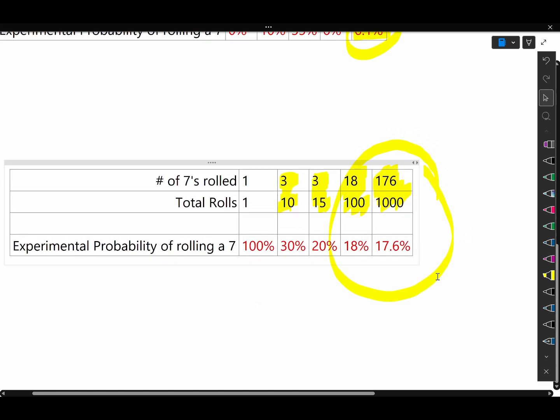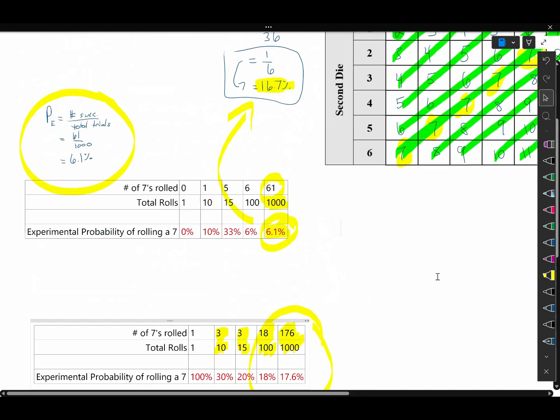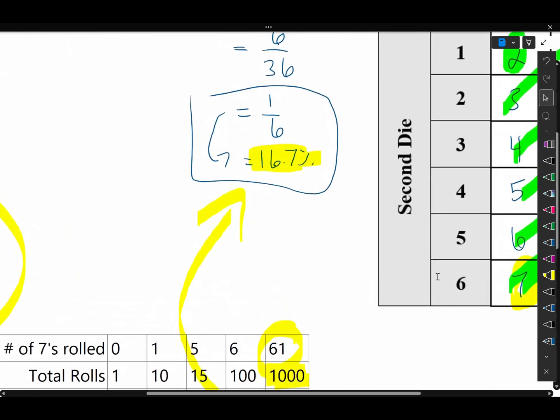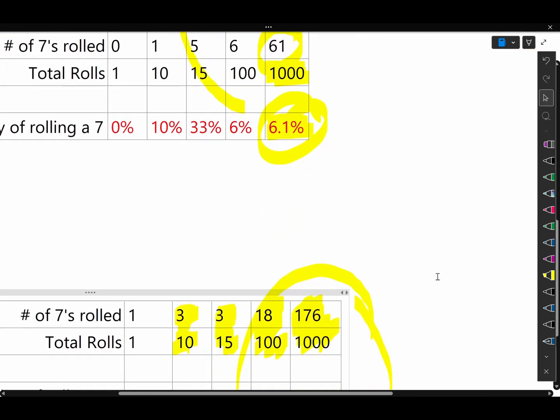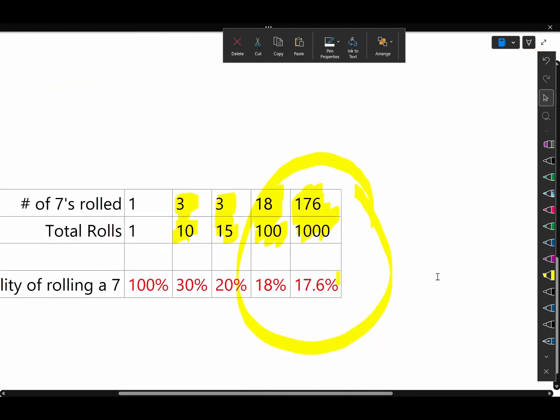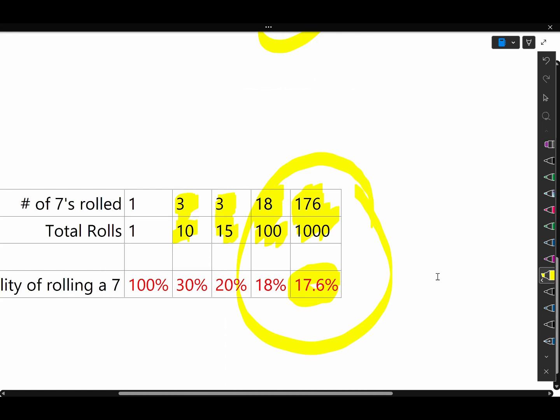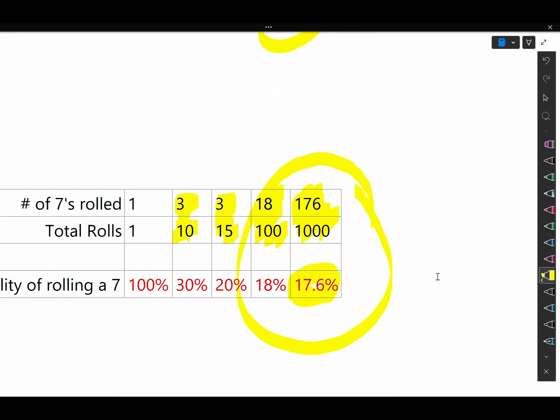My question is, are these dice reasonable? Well, let's remember, we're comparing this to a 16.7% number. That is the theoretical probability we're expecting. We end up with 17.6. That seems pretty darn close to me. I certainly would trust these dice. I'd like to play a game with them.